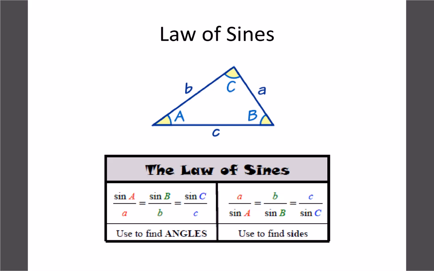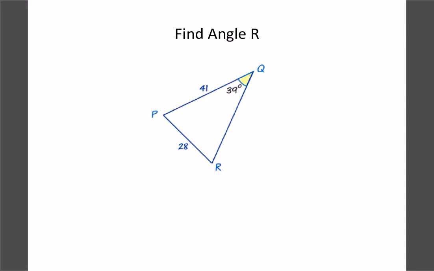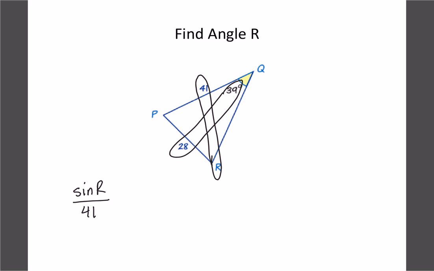So there's our two formulas, and once again, like I said, you want to make sure you do the angle on top if that's what you're looking for, or the side on top if you're looking for that. So let's try this one. We've got angle R we're looking for. So we don't really care what the letters are, the ABC. We just got to remember we got to go with pairs. So we have R and the 41 together, and we have 39 and the 28 together. So if we're looking for R, we'd write it as sine R over 41 equal to sine 39 over 28. So as long as you have those angle pairs across from each other, you're good to go.